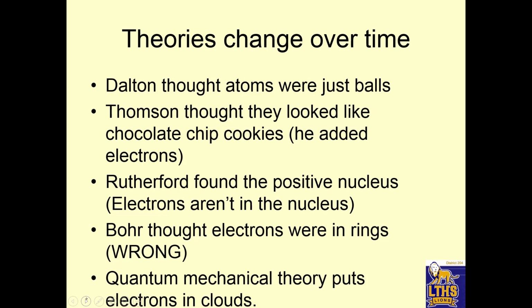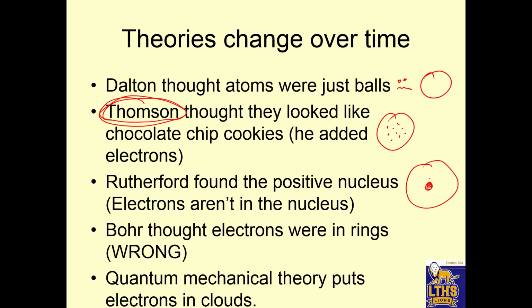Dalton thought atoms were just balls. Well, they're a little bit okay, but incomplete. Thomson thought they looked like chocolate chip cookies. Thomson worked with electrons to say, hey, these balls have dots in them. Oh, they have negative dots. That's what he added. Rutherford found out that every atom has a positive nucleus. Positive. So that meant the electrons were somewhere else. So we're getting there. Bohr thought electrons were in rings.